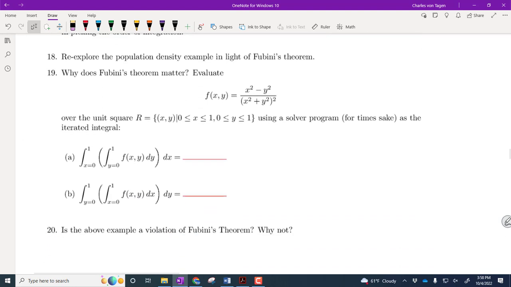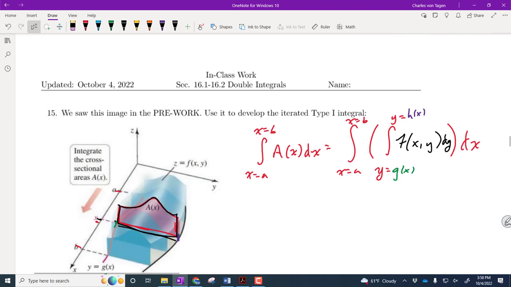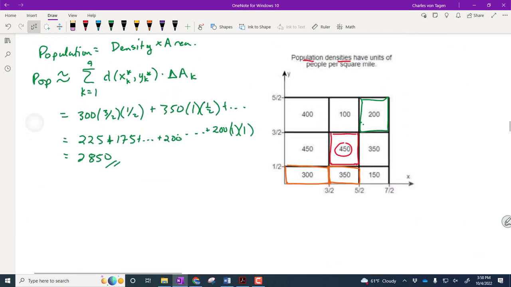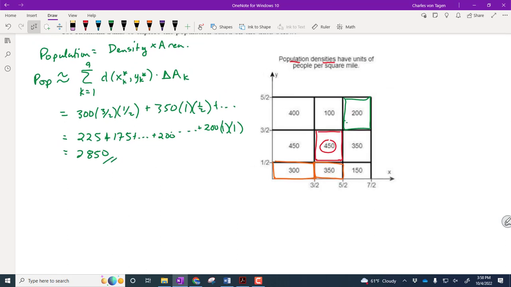Okay? So let's go ahead and re-explore that population density diagram in light of Fubini's theorem. So here we had this issue here. Here I treated this as what, folks? A double sum. So this is the way we construct our double integral, right? The other way we could do this, though, is we could say the population is approximately the sum from n equals 1 to 3 of, and let me give some room here, times our delta x of n. So we're going to compute something inside here, and then we're going to multiply it by delta x of n.